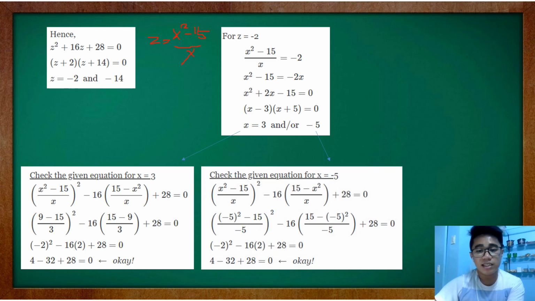So, i-check natin, i-substitute na naman natin yung negative 5. So, we will have x squared minus 15 over x. Yan, isa-substitute natin siya with the equation. So, we can have 4 minus 32 plus 28 is equals to 0. So, the same. So, ibig sabihin, okay din yung negative 5. Okay? So, ibig sabihin, totoo. Tama yung 3, tama yung negative 5. But take note, that is just for the negative 2. Okay? Mayroon pang negative 14.